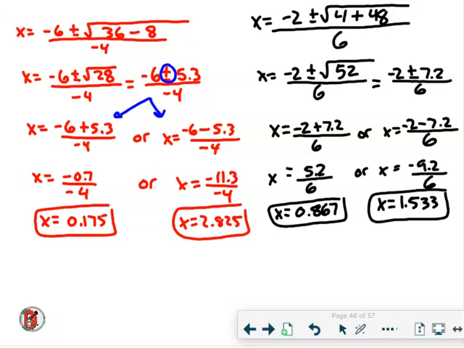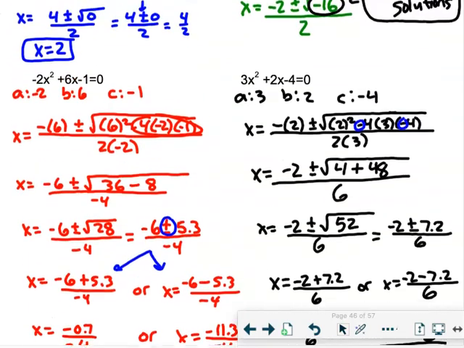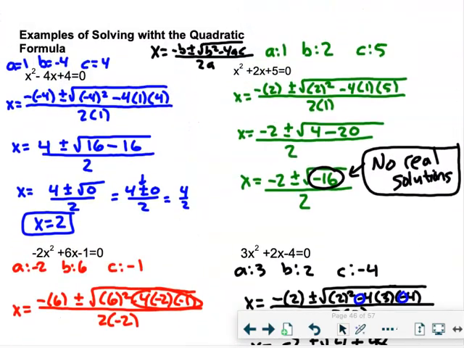All right, so that's the quadratic formula. It takes some practice. It's a little ugly, but make sure that you have that formula down. -b plus or minus the square root, b squared minus 4ac, all over 2a.